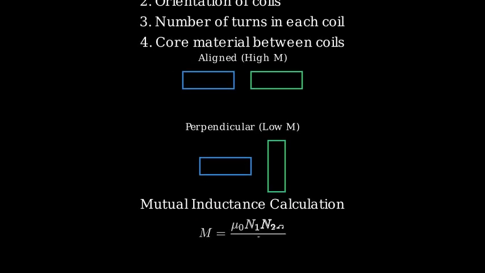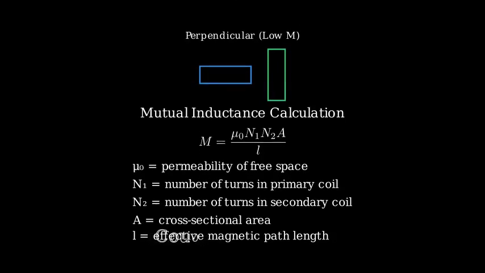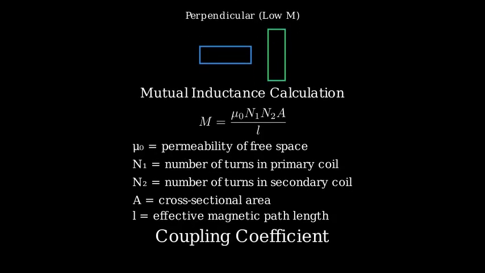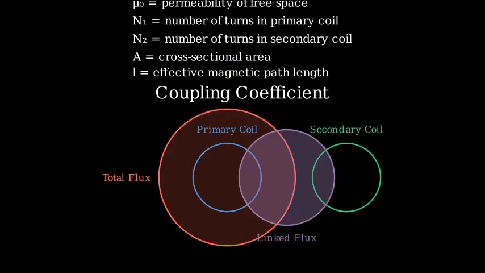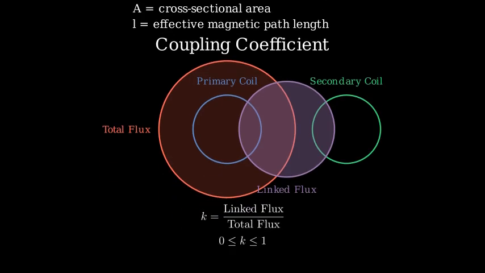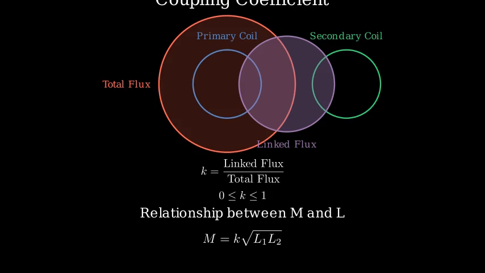For two coils, the mutual inductance can be calculated as M equals mu naught times N1 times N2 times A divided by l, where N1 and N2 are the number of turns in each coil. In practice, not all magnetic flux from the primary coil links with the secondary coil. The coupling coefficient, k, represents the fraction of magnetic flux from one coil that links with the other coil. The coupling coefficient ranges from 0 to 1, with k equals 1 meaning perfect coupling, where all flux links both coils. The relationship between mutual inductance M and self-inductances L1 and L2 is given by M equals k times the square root of L1 times L2.